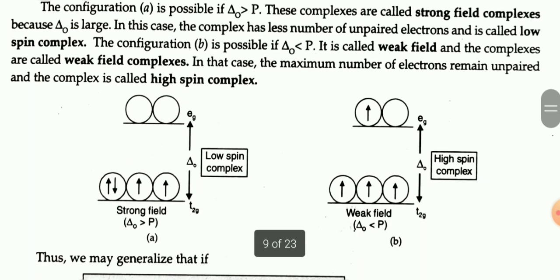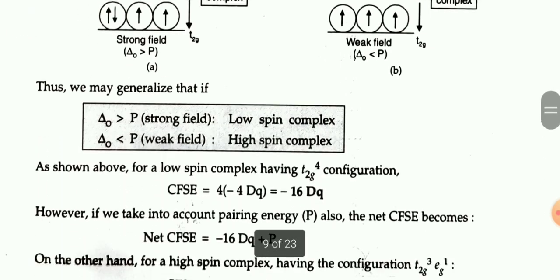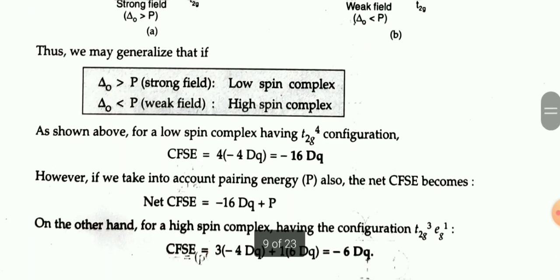The second configuration is possible if Δ0 is less than P. It is called weak field and the complexes are called weak field complexes. In this case the maximum number of electrons remain unpaired and the complex is called a high spin complex. Thus, we may generalize that if Δ0 is greater than P, it is strong field, low spin complex. If Δ0 is less than P, weak field, high spin complex.